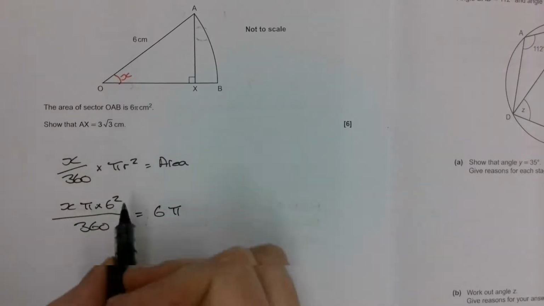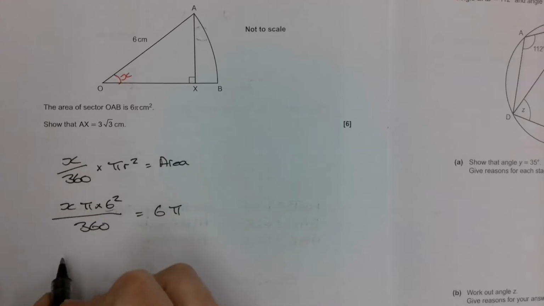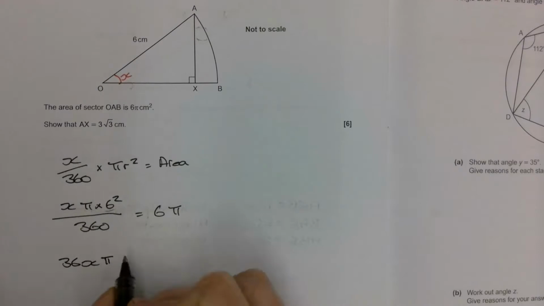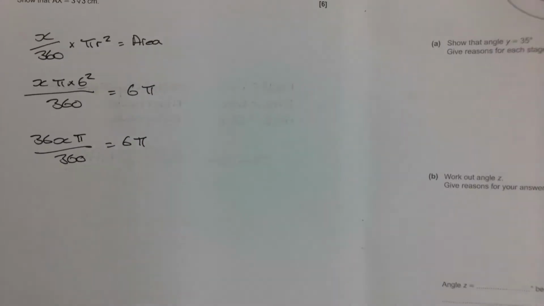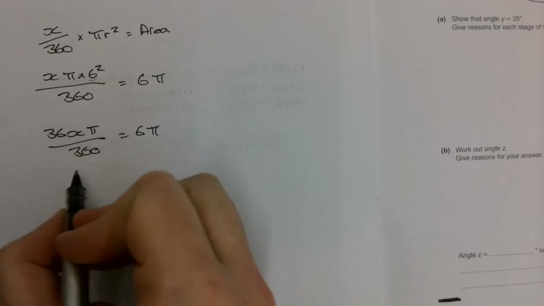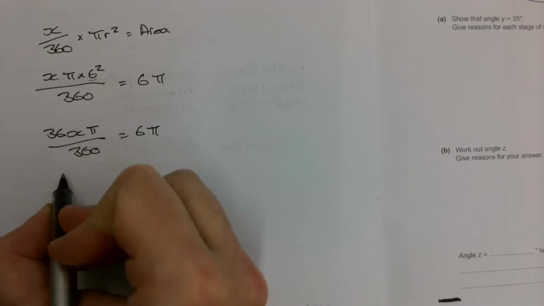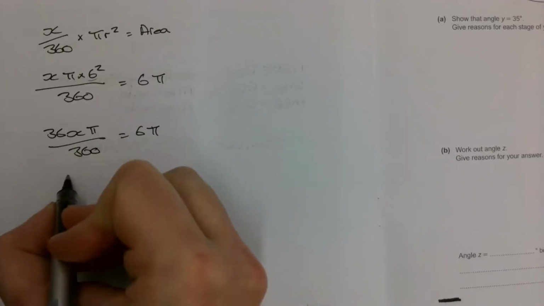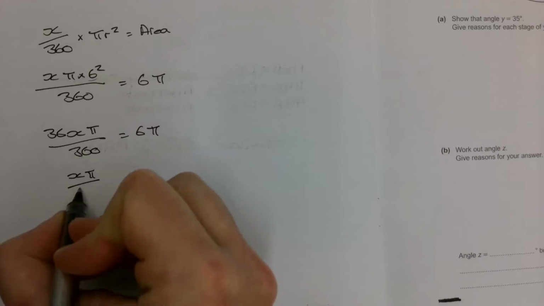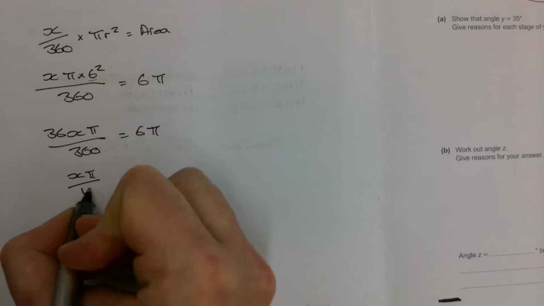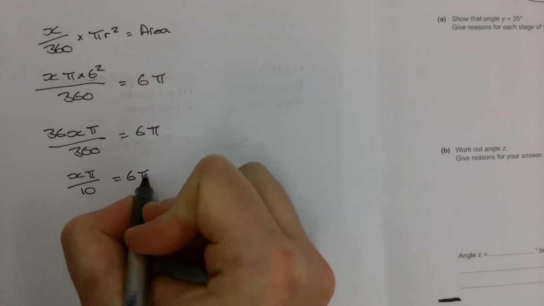Right, at this point, let's just multiply this out. I'm going to change the order of things slightly as well. We've got 36x pi, or pi x, doesn't really matter, divided by 360 equals 6 pi. Next, I'm going to simplify this fraction as far as I can by dividing through by 36. So we get x pi over 10 equals 6 pi.